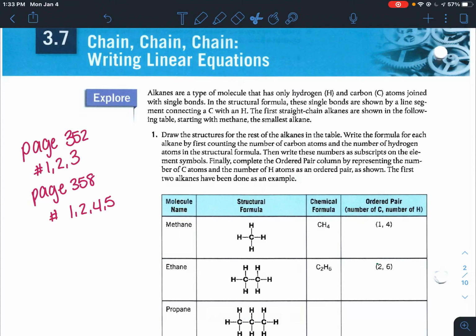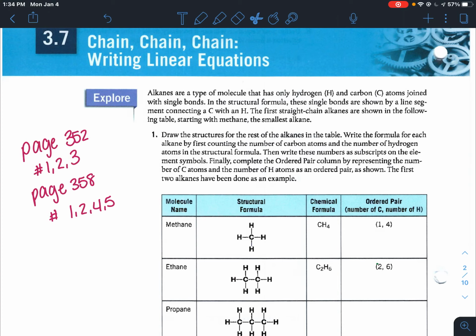All right, today we are on 3.7, writing linear equations. This first question is straight back from chemistry, so if you enjoyed chemistry and creating bonds, you probably like this problem. So alkanes are a type of molecule that has only hydrogen and carbon atoms joined with a single bond. So for every one hydrogen, it's just bonded once to a carbon.